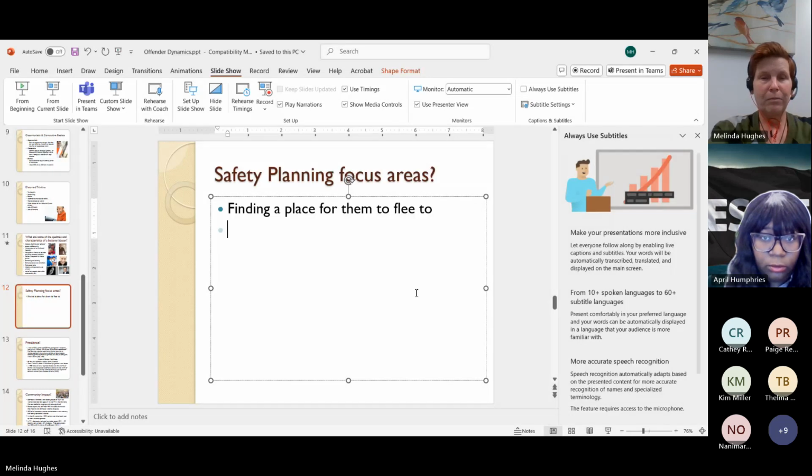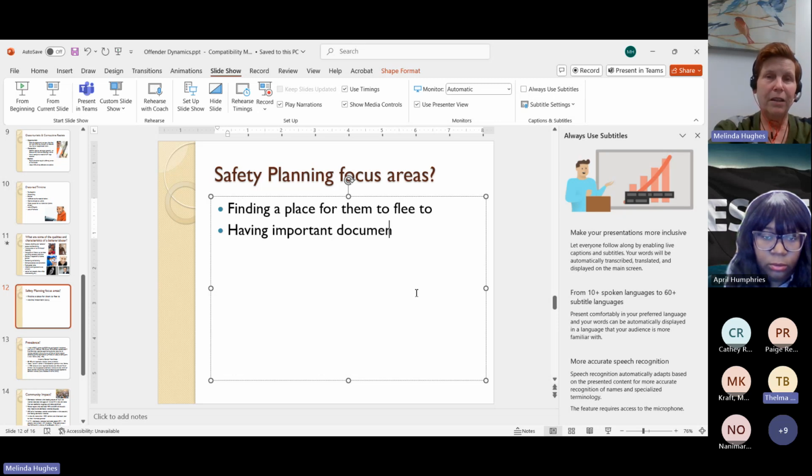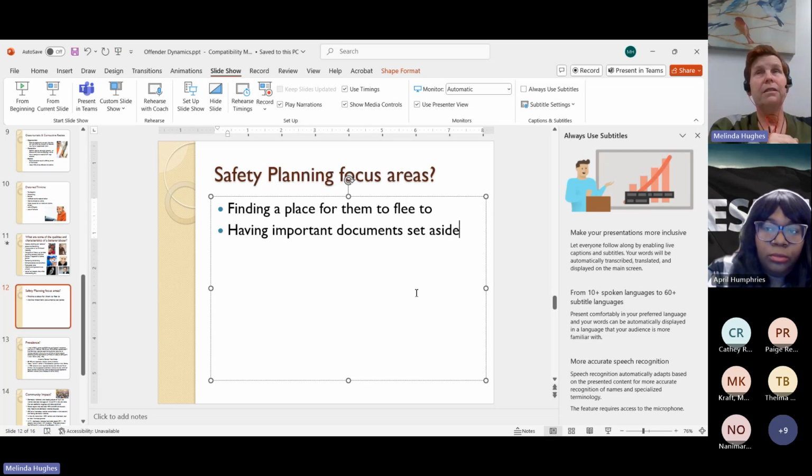Having a bag that has important papers and that kind of stuff, especially if they have kids. Yep. Okay. So having that flee bag, the go bag with the important documents, set aside somewhere that the abuser doesn't know about, but that person can grab it and go if they need to.